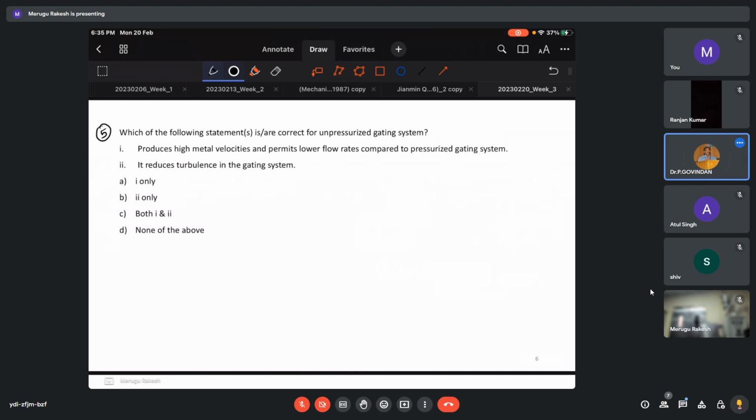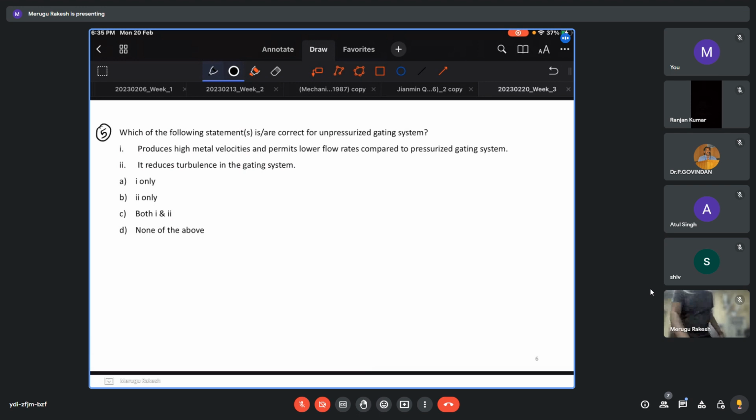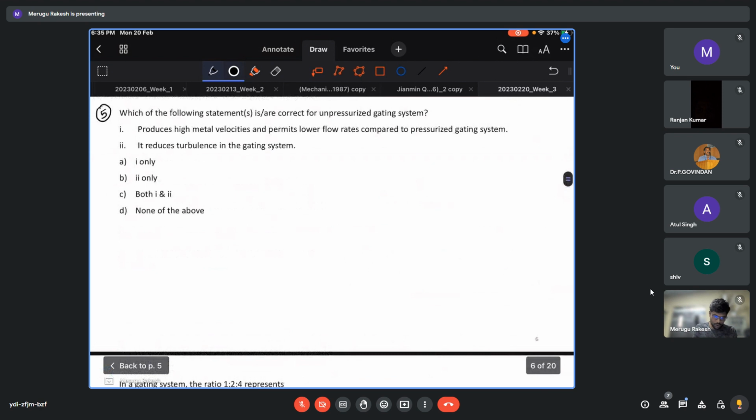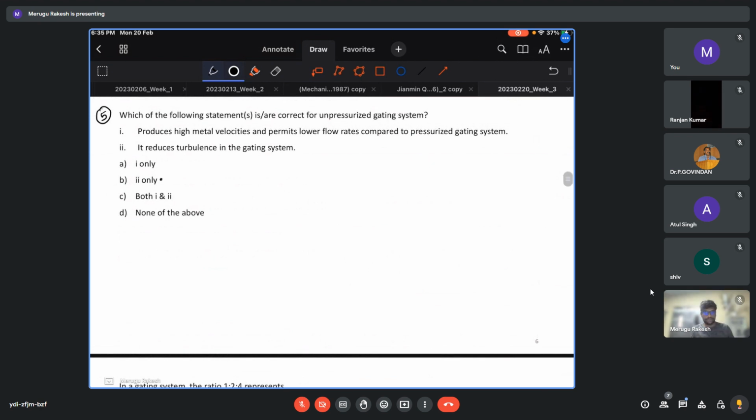Option B, sir. So option B. Since it is an unpressurized gating system, you can directly tick the second option, because it reduces the turbulence in the gating system, which is a disadvantage in case of a pressurized gating system, as we discussed earlier. So the second one is the correct one.